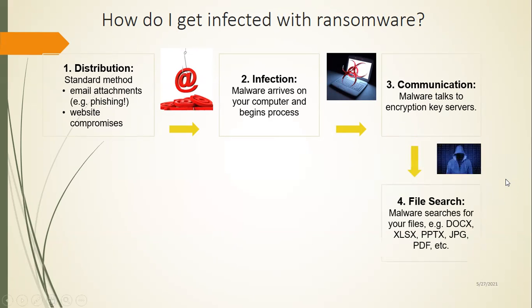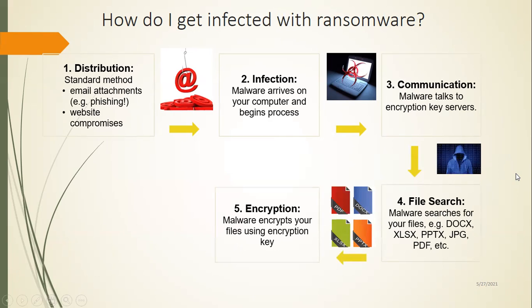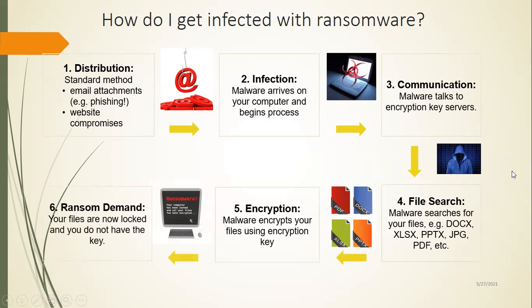Four, the malware does a file search. It mainly searches for files in certain formats, and then it collects them. And then it encrypts. The malware encrypts your files using an encryption key, and it takes millions of years to decrypt these keys. This is something that was discovered. You need a quantum computer to decrypt them. And then the ransom demands: your files are now locked, and then they demand money. This is that famous message that you will receive on your screen.